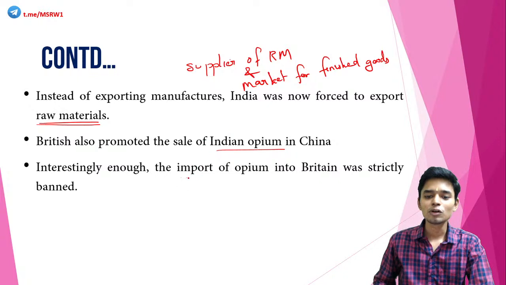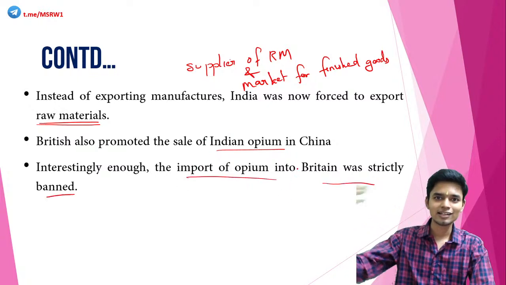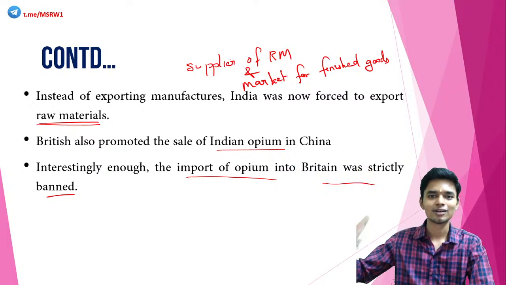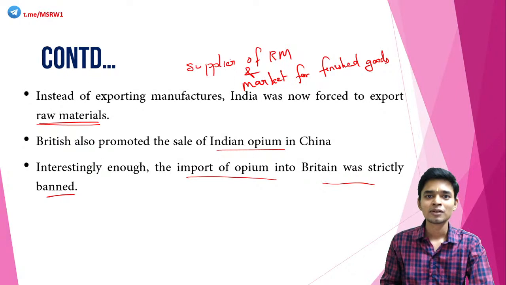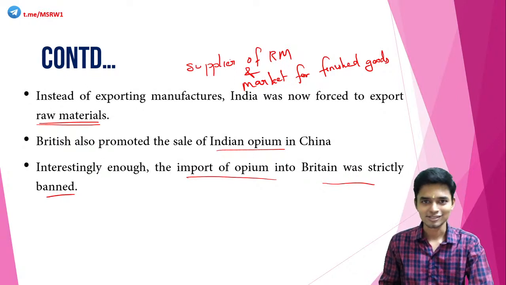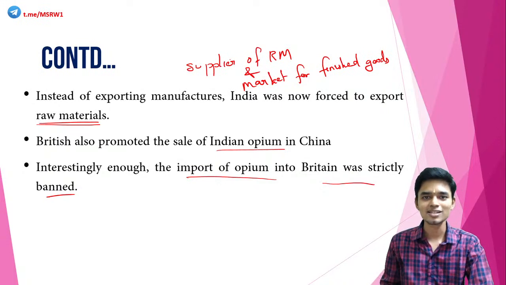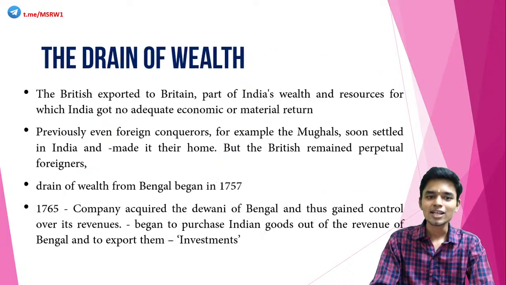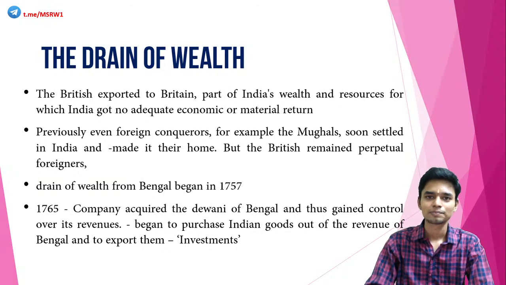Interestingly, the import of opium into Britain was strictly banned. So it doesn't matter if the Chinese people use this drug and lose their health, as long as the British East India Company gets profit. But British people should not use it. So this was the kind of double standard set by Europeans, especially the British, back in the 18th and early part of the 19th century. So this was the kind of trade happening around those times.